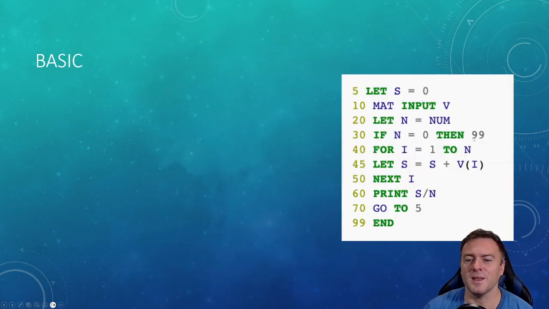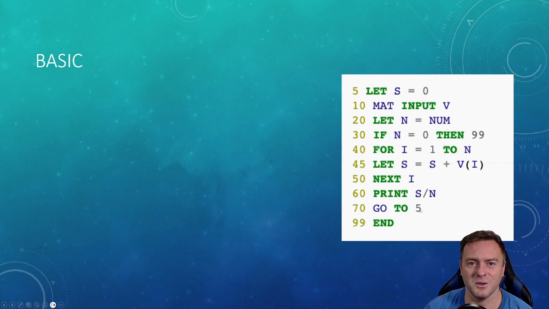And if you look at it, it looks pretty clean. So you've got let s is equal to 0, map input v, let n equal a number. If n is equal to 0, then 99. For I is equal to 1 to n. So again, that should look somewhat familiar. We've used that in Nessus pseudocode before. Then let s is equal to s plus s at I. Then next I, then print n, s divided by n, and then go to 5, end.